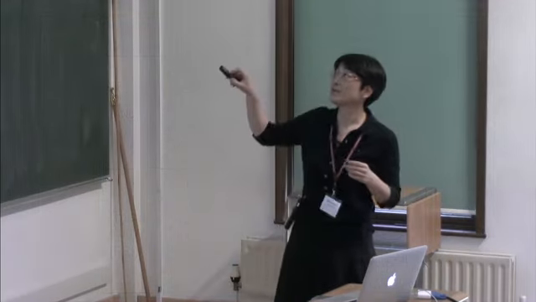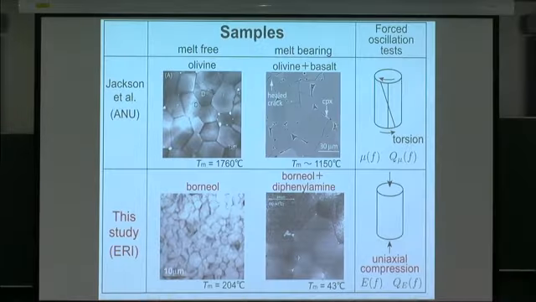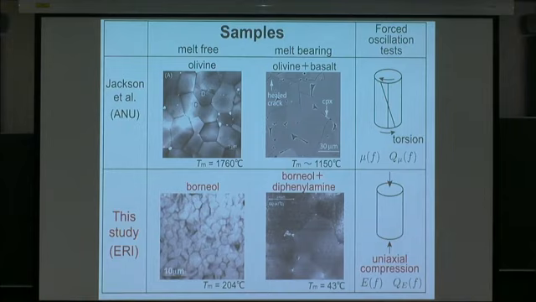Anelasticity is measured by the forced oscillation test. Jackson's group is measuring shear modulus and shear attenuation by using torsion test. In contrast, we are measuring Young's modulus and its attenuation by using uniaxial compression test. However, because of a large Poisson's ratio of borneol, dispersion and attenuation of the Young's modulus are mostly determined by the shear component. So our data can be directly compared with their data.